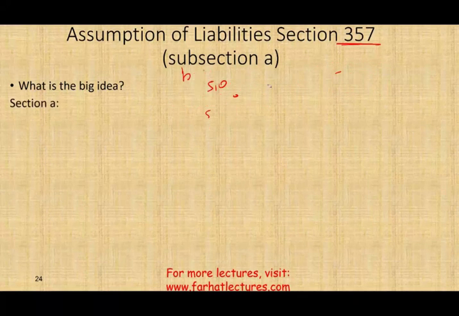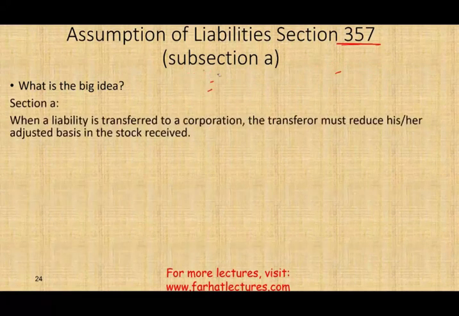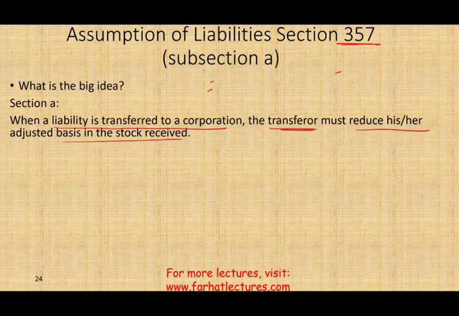So what is the basic idea of subsection A? When a liability is transferred to a corporation, the transferor must reduce his or her basis in the stock received. Why? Because if I gave you an asset and I gave you a liability with it, the amount of the liability would reduce my basis. That's simply put. Because I did not give you 15,000, I only gave you 5,000. And you gave me whatever you're going to give me back.